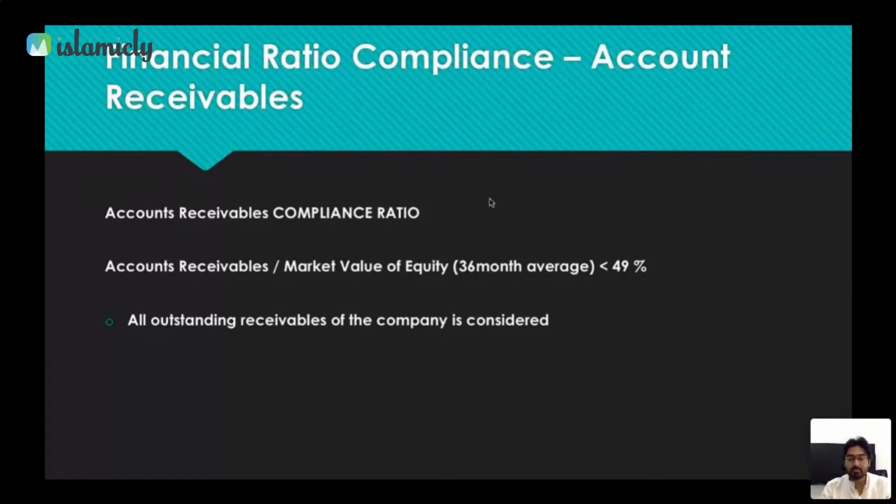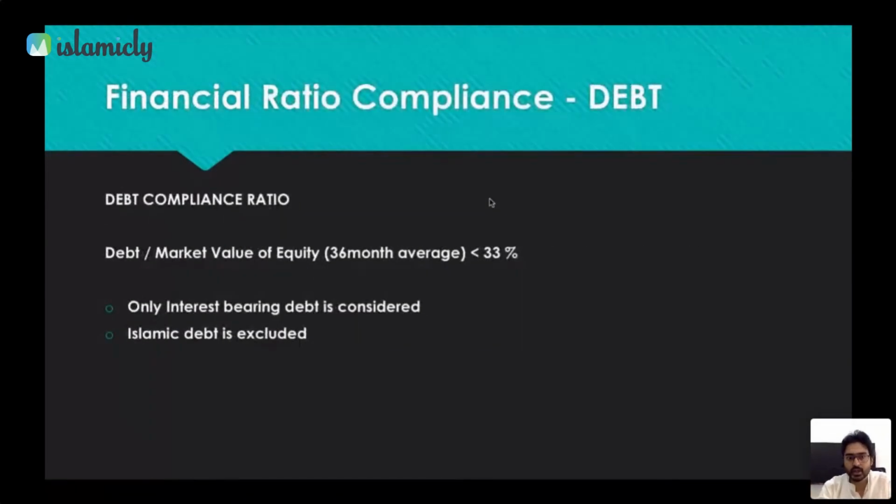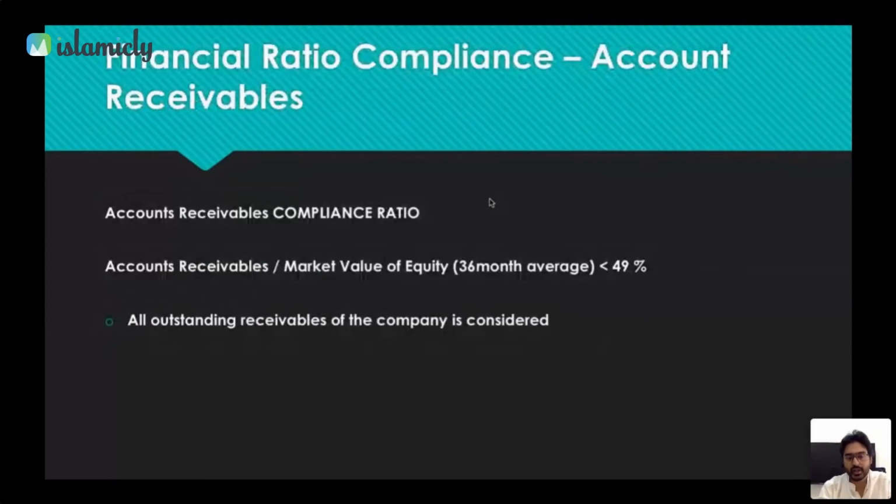Very few companies do fail this ratio. The companies which do fail this ratio are actually contracting companies which are involved in government contracts. They may have a cash flow mechanism coming in, and hence they have some valuation, but the receivables are very high because they're involved in government contracts, and getting money out of government contracts is usually delayed. So these are the three ratios: debt, cash, and accounts receivable.